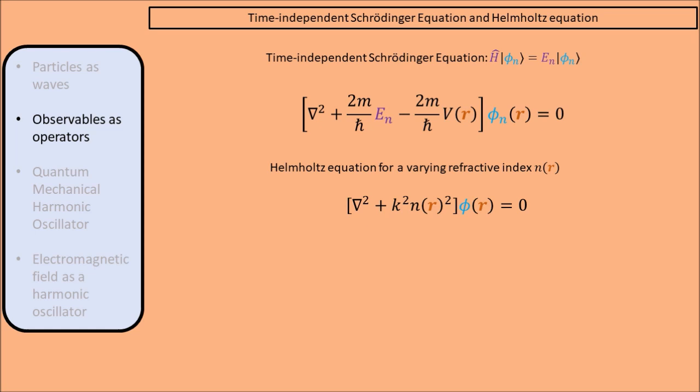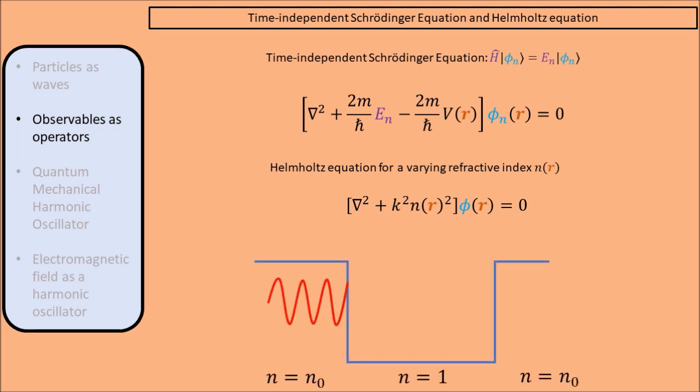If light goes from a medium with a high refractive index, like glass, to a medium with a low refractive index, like air, then the field doesn't propagate in the second medium if the angle of incidence is higher than the critical angle.